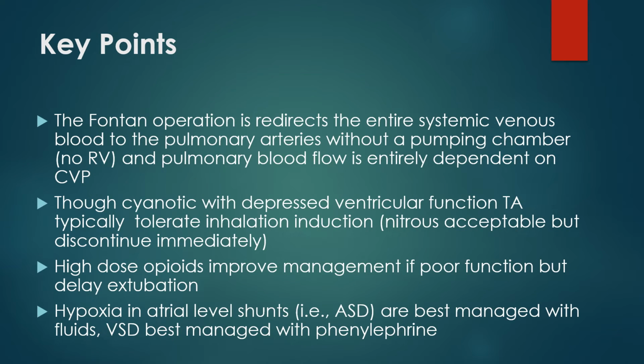So after stage 1 and stage 2 operations, a Fontan is done, which redirects the entire systemic venous blood to the pulmonary arteries without a pumping chamber. So you've got no RV, and the pulmonary blood flow is entirely dependent on central venous pressure and adequate volume.